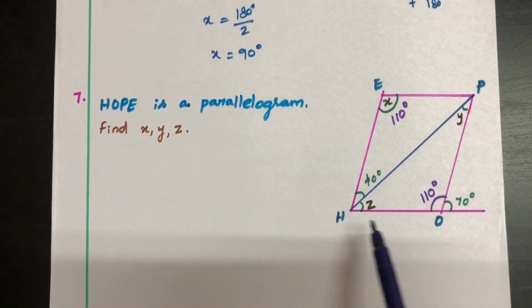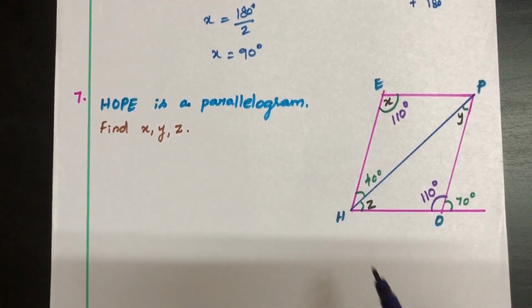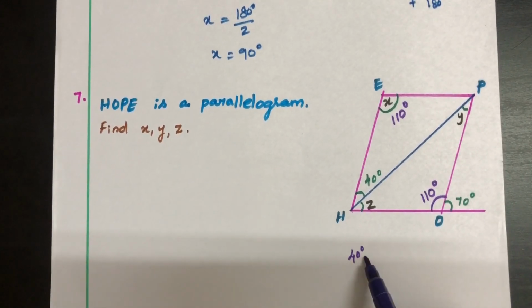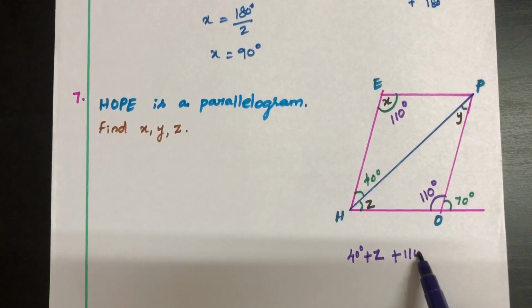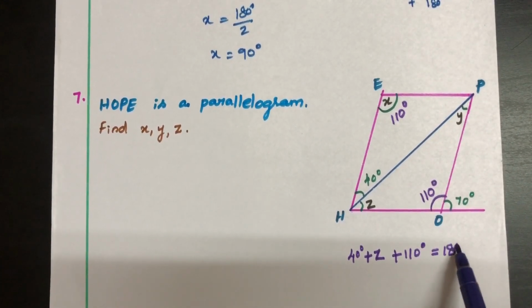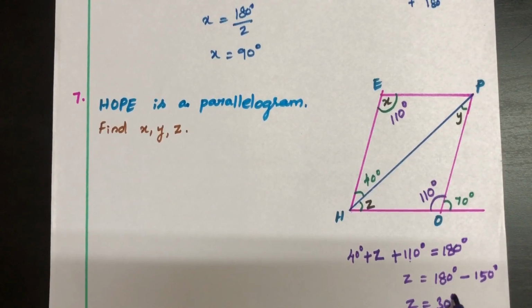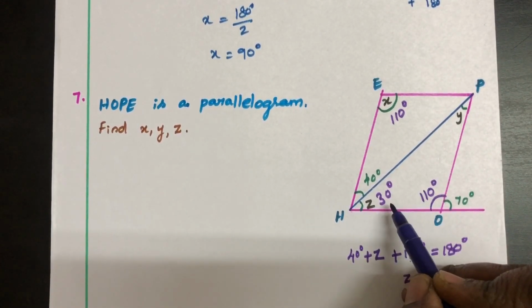Also in a parallelogram, the adjacent angles are supplementary. Adjacent angle means this full angle, 40, this full angle and this angle. So 40 degrees plus z, adjacent angles are supplementary. Supplementary means it is equal to 180 degrees. Therefore, z equal to 180 degrees minus this and this, 150 degrees. Z equal to 30 degrees. The value of this z is 30 degrees.